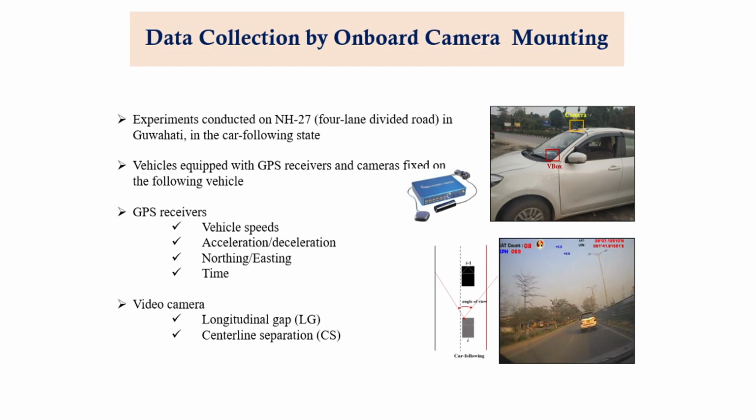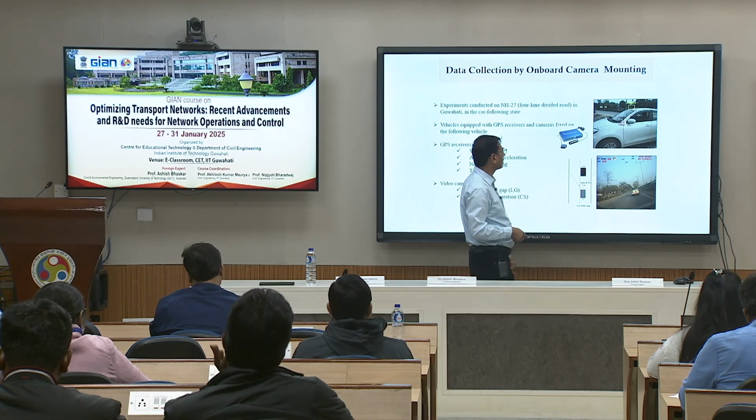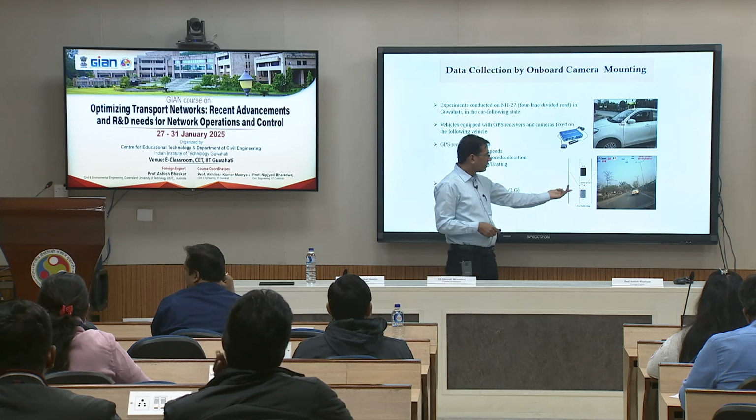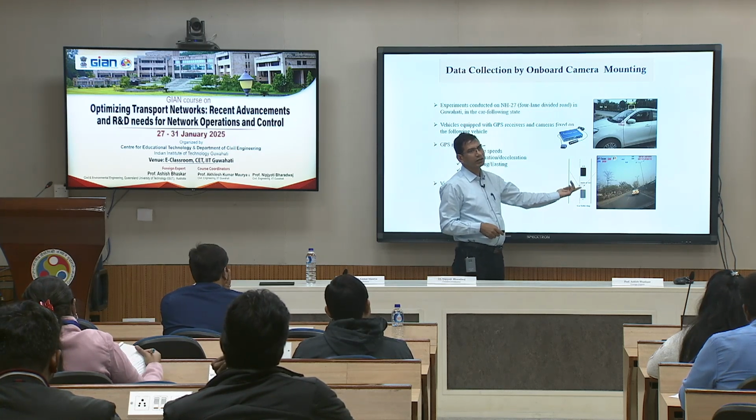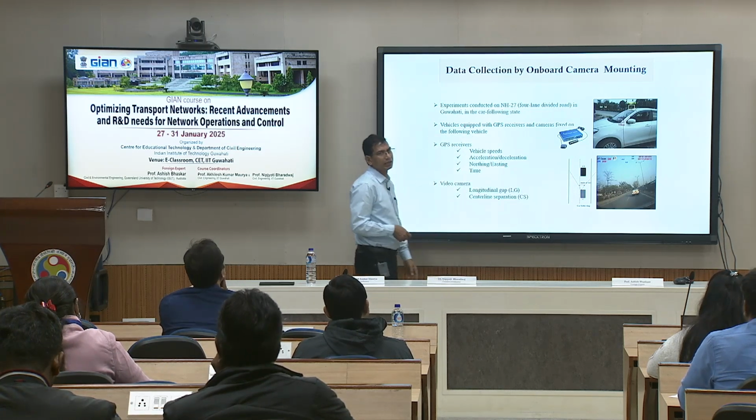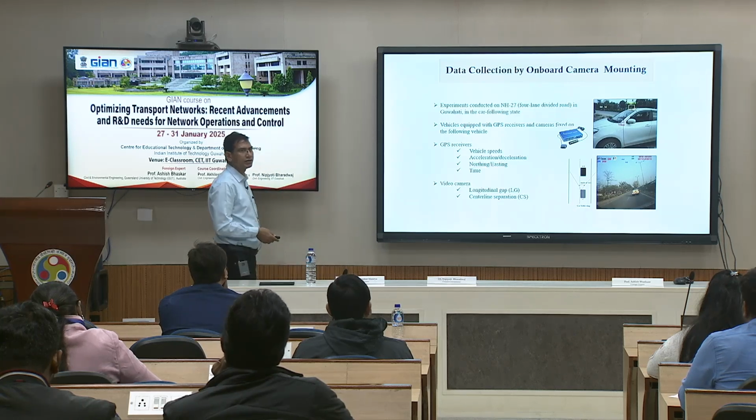Then onboard camera, where the camera is within the vehicle, then you do this kind of calibration, and then this vehicle can keep moving and you can keep collecting data. So these are an economical way to study the car following behavior. Otherwise, you require a lot of sensors and those things.